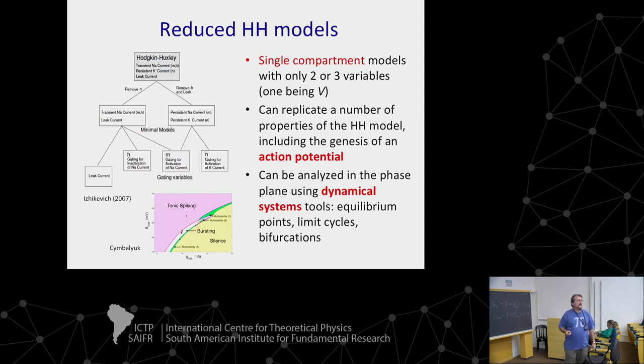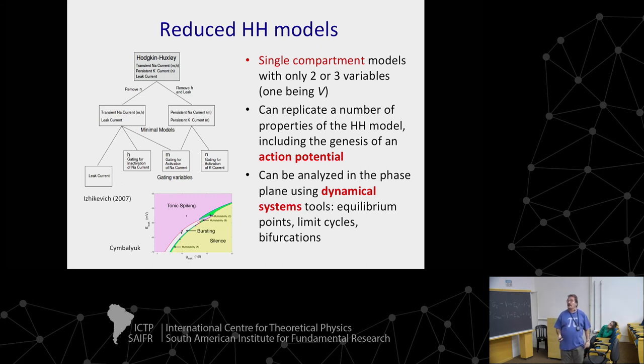So there are several ways of constructing reduced Hodgkin-Huxley models. You see the original Hodgkin-Huxley model had one transient sodium current, one persistent potassium current, and one leak current. And they are modeled by four variables, V, N, M, and H. So you can remove N, which is the activation variable of the potassium. If you remove N, you remove the potassium conductance, so you have only sodium channels. You can remove H, and then you have a sodium current which is persistent, doesn't inactivate, and a potassium current. And then you can generate other, say, daughter models out of those.